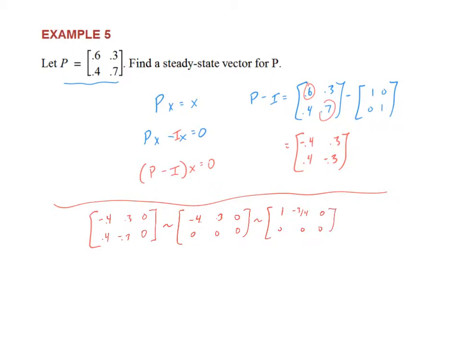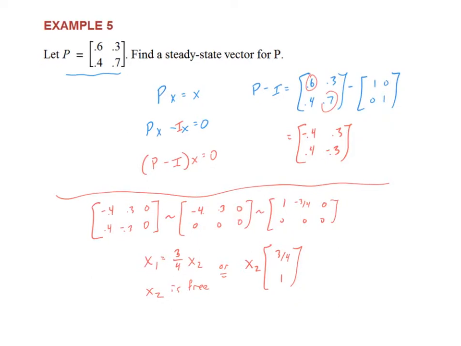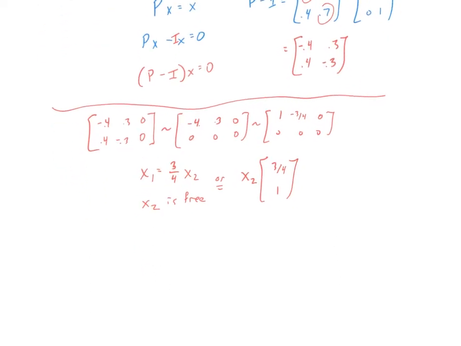So we can see that we have a free variable, and x1 is equal to 3/4 x2, with x2 being free. I can write down what a general solution looks like. It is x2 times the vector 3/4, 1. That's my general solution. All right, so how does that help us to find our Q probability vector?